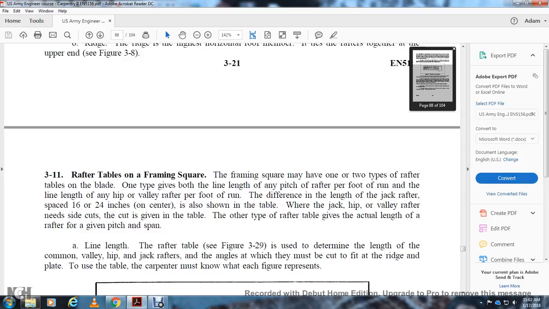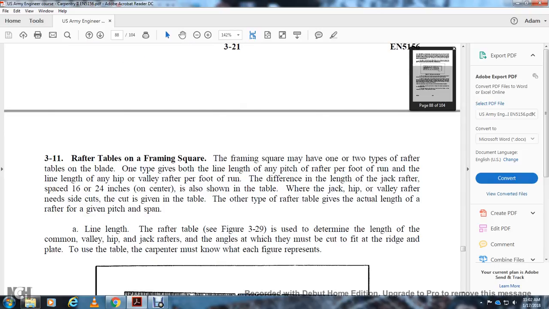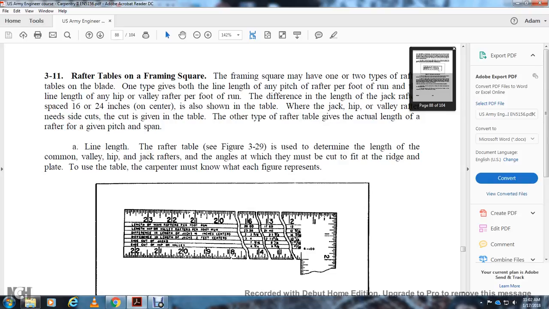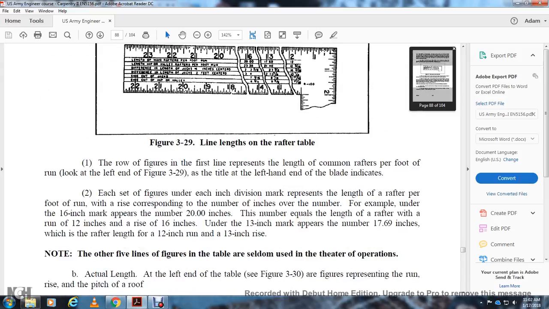The other type of rafter table gives the actual length of the rafter for the given span. The line length of the rafter table, figure 3.9, is usually used to determine the length of the common, valley, hip, and jack rafters, and the angles at which they may be cut at the ridge and the plate. With the table, the carpenter must know each of the figure representations.